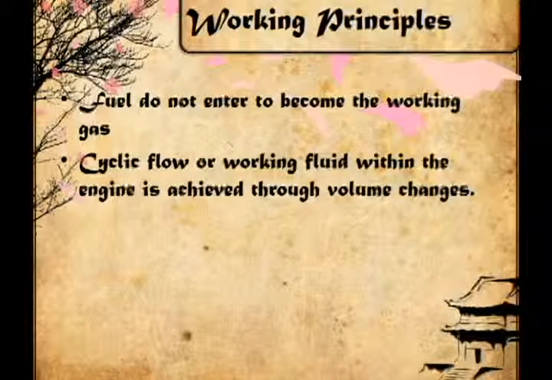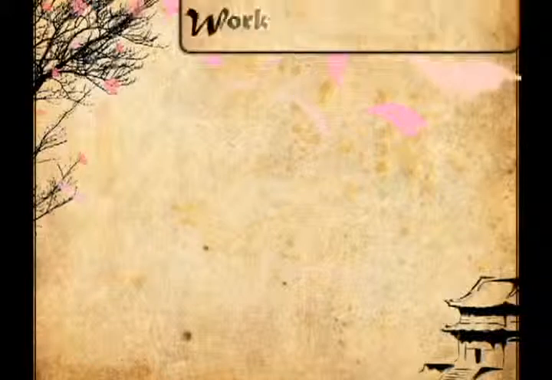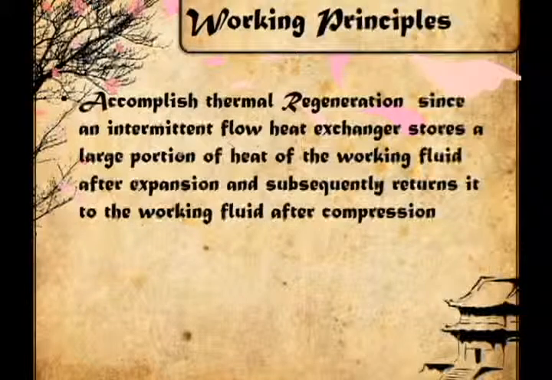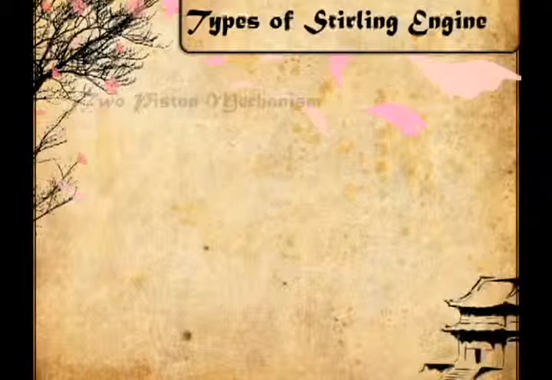Cyclic flow of working fluid within the engine is achieved through a regenerator to accomplish thermal regeneration, since an intermittent flow heat exchanger stores a large portion of heat of the working fluid after expansion and subsequently returns it to the working fluid after compression.